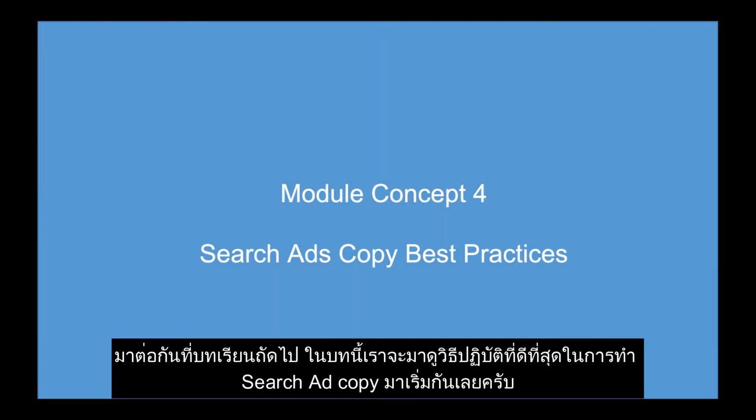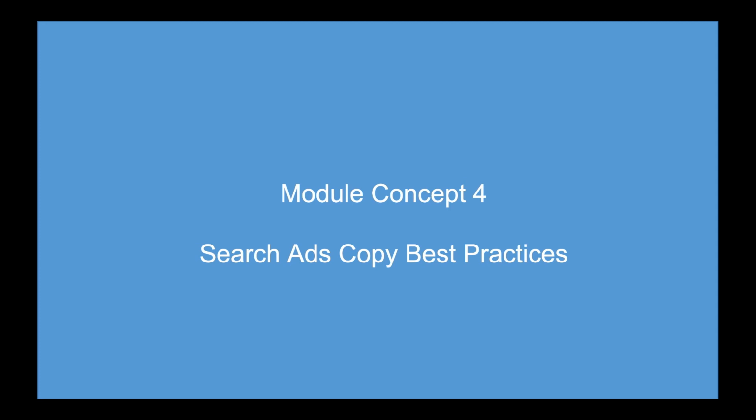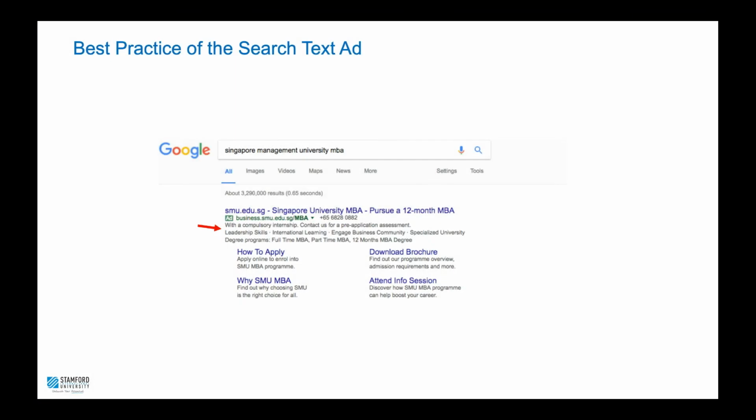All right, now let's get started with the next module concept. In this module, we're going to take a look at the search ad copy best practices. So now you've learned everything about campaigns, ad groups, keywords. Now it's time to write your ad copy. Let's get started. Okay, so what I'm going to show you here is a very popular ad unit.